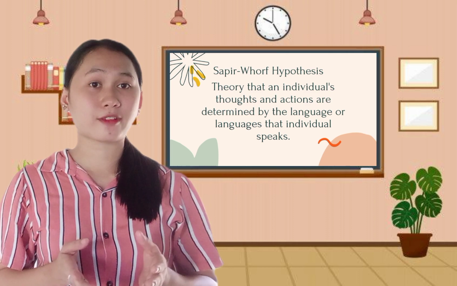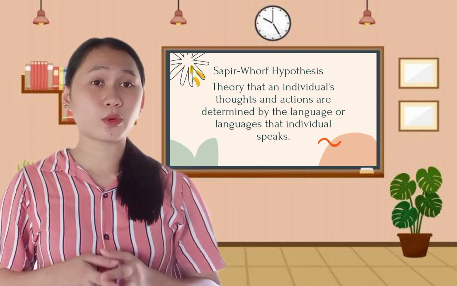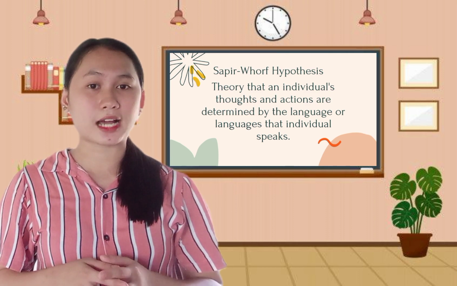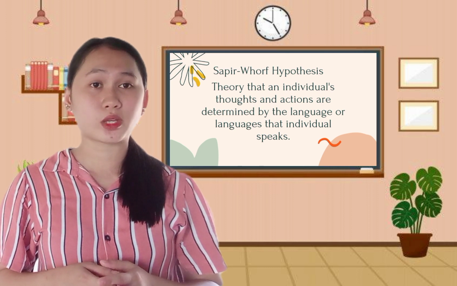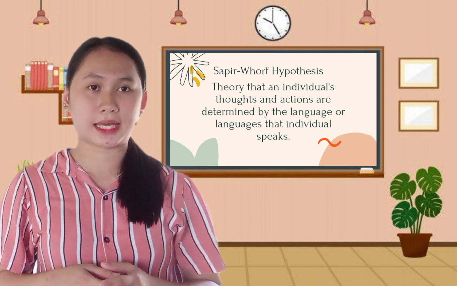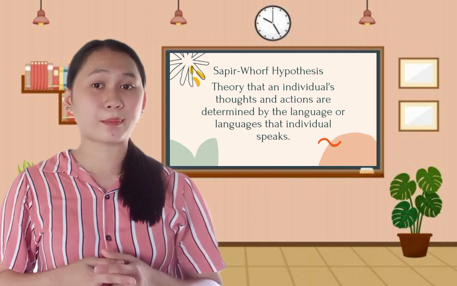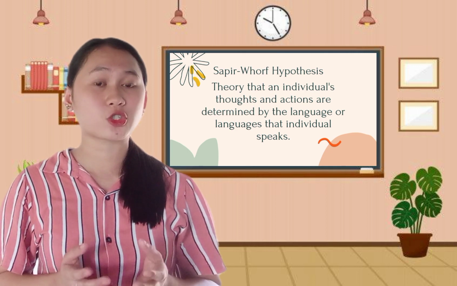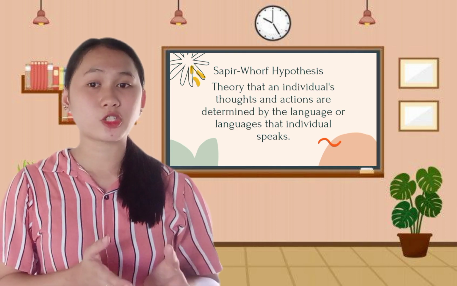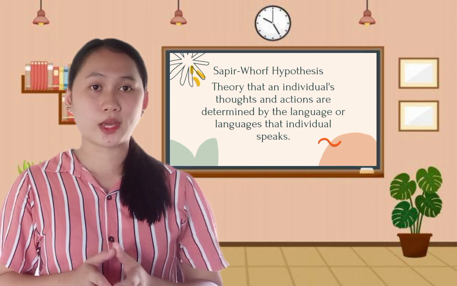So when we say Sapir-Whorf hypothesis, it is the theory that an individual's thoughts and actions are determined by the language or languages that individual speaks. So when we say Sapir-Whorf hypothesis, it talks about the relationship between the culture and the language, or how the language affects our way of thinking.